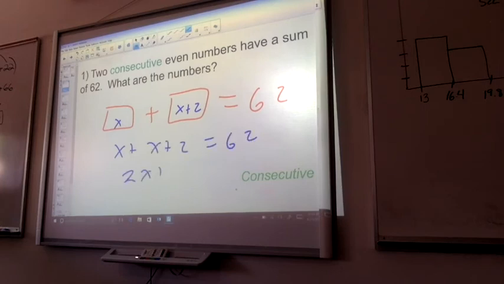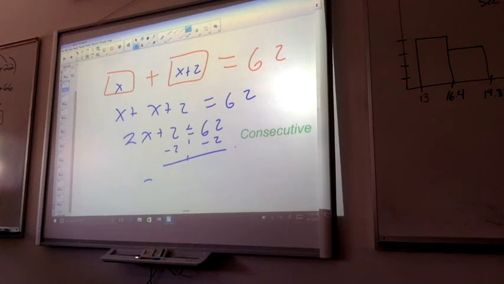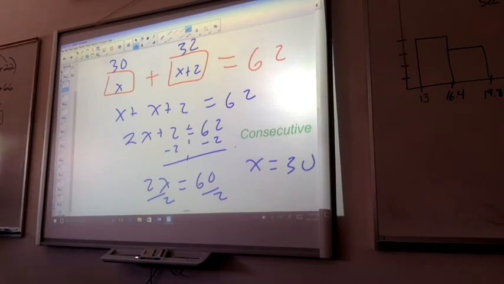x plus x plus 2 equals 62. That's 2x plus 2 equals 62. Subtract 2 from each side. So you get 2x is equal to 60. Divide by 2. So we get x equals 30. What's my other one? 32. Are they even numbers? Yes. Do they add up to 62? Yes. Sweet. I'm smart. You are. All right. Can I move on?